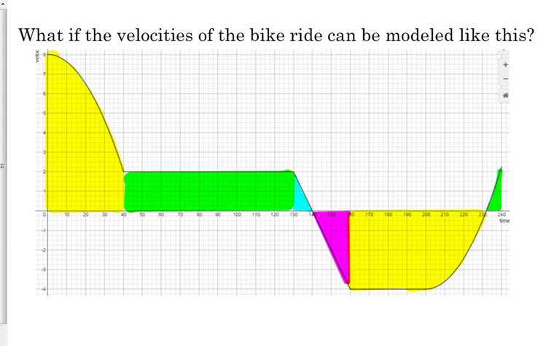So in all of these scenarios, I was giving you information about the velocity, and then we were making conclusions about distance traveled, displacement, which are all talking about position. Okay, and we know that the relationship between position and velocity is the derivative of position.